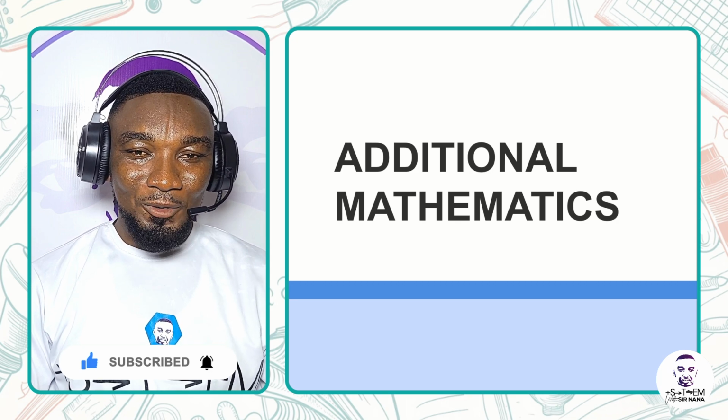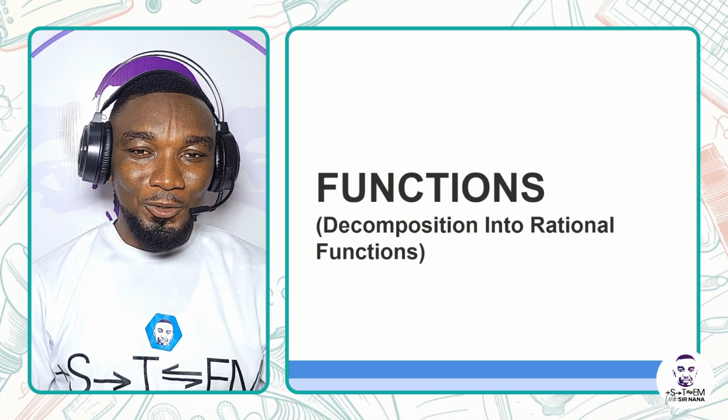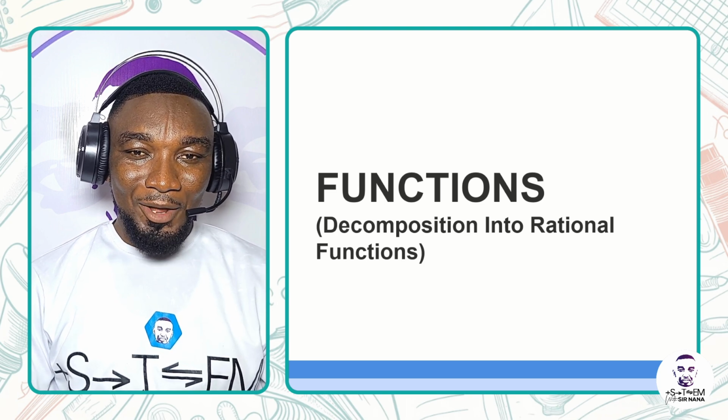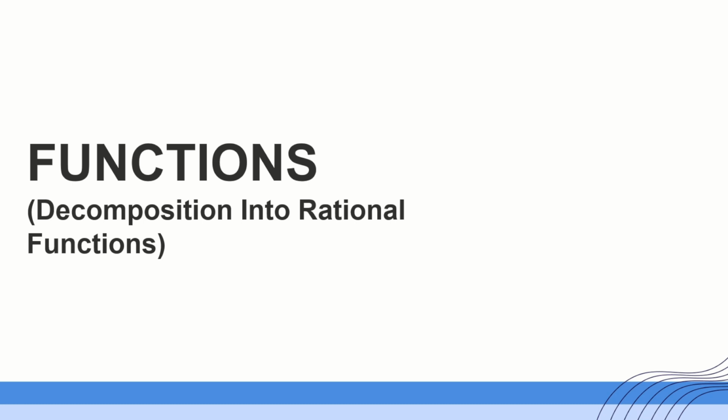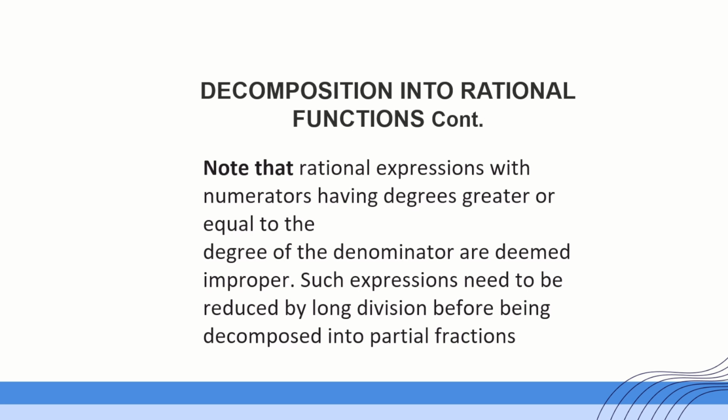In this lesson, we want to consider how we can decompose rational expressions, but I want to look at improper rational expression types. So what does it mean to say that a rational expression is improper? For rational expressions, we say that when the numerators have degrees greater than or equal to the degrees of the denominator, then they are improper.